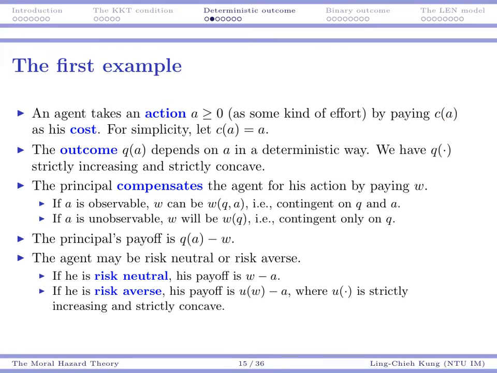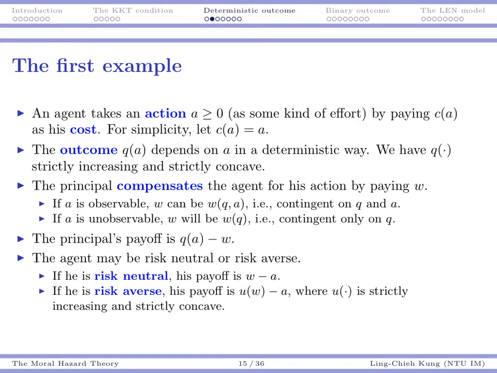And the C function is the cost function of the agent. To make the derivation as easy as possible, let's say C of A is just A. You are able to show that if C of A is something else, the basic principle, the basic ideas we can get will be the same. Okay, the action will determine the outcome. So the outcome is Q of A, which is a function of A in a deterministic way.